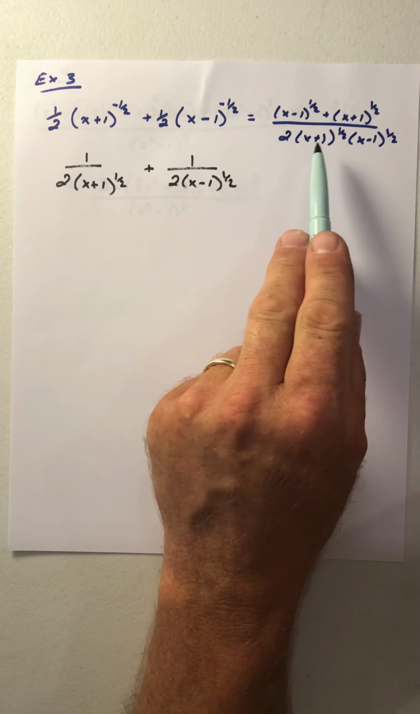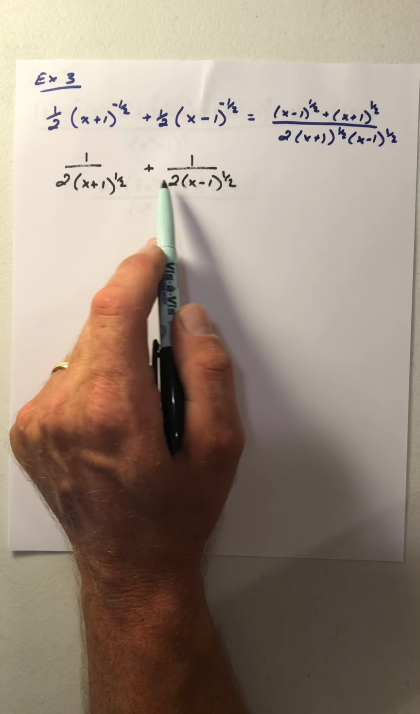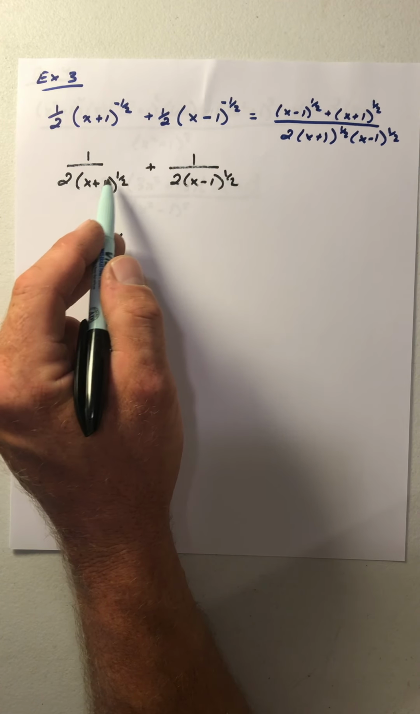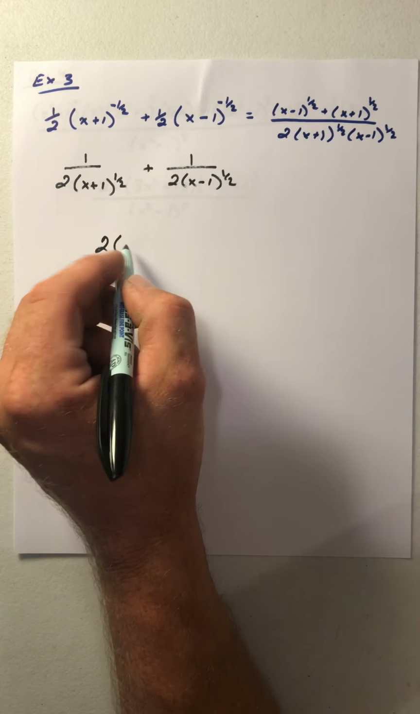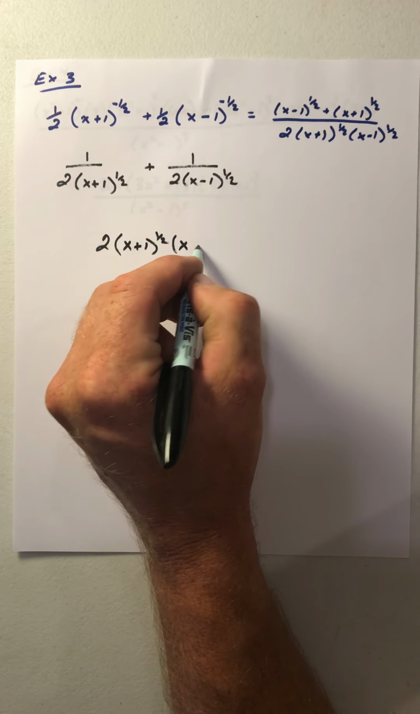So it looks like I'm going to find a common denominator since I've added those together. My common denominator, I have 2 and 2 in common. I'm looking at an x plus 1 to the half and an x minus 1 to the 1 half. Those are different, so they're going to be part of my common denominator.